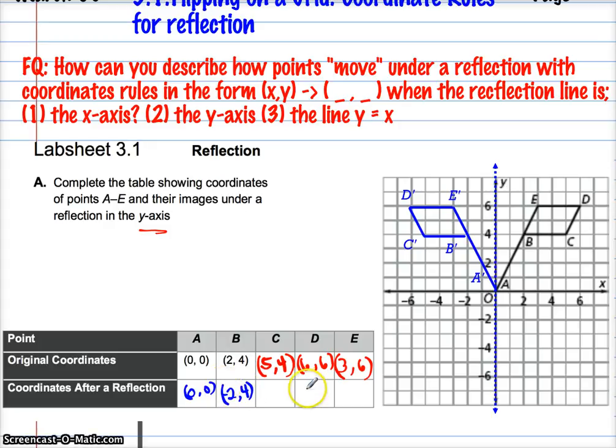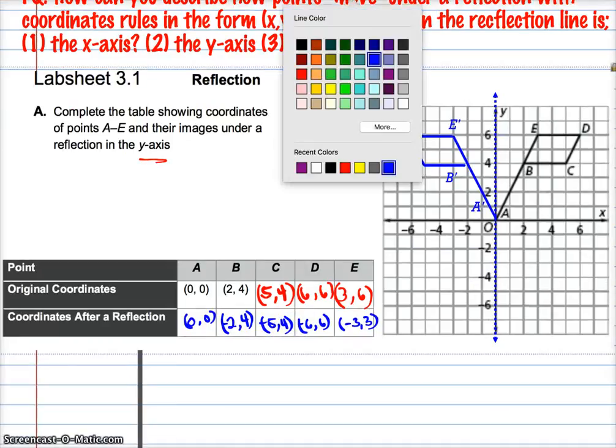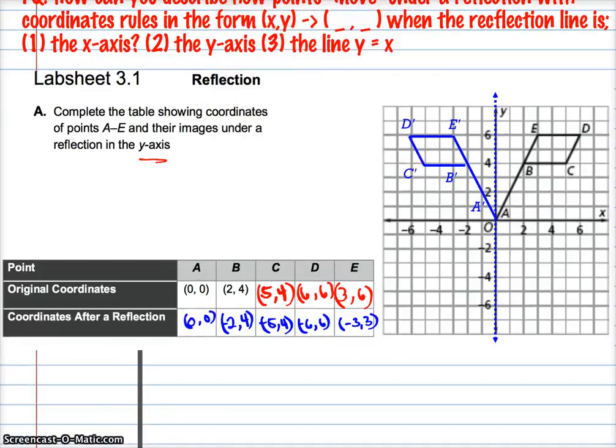Point C moves to -5, 4, and point D moves to -6, 6, and point E moves to -3, 3. E image, sorry. Okay, so what patterns do you recognize here? What changes? What stays the same? And what you notice is every single time, the only thing that changes is our x value.